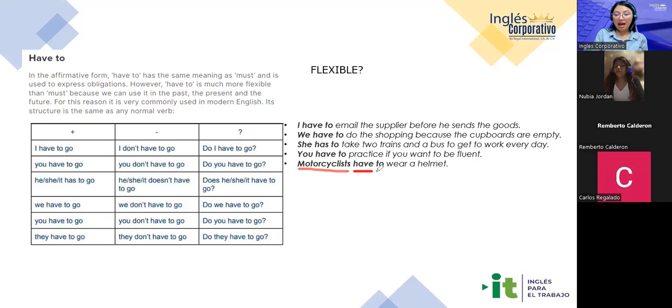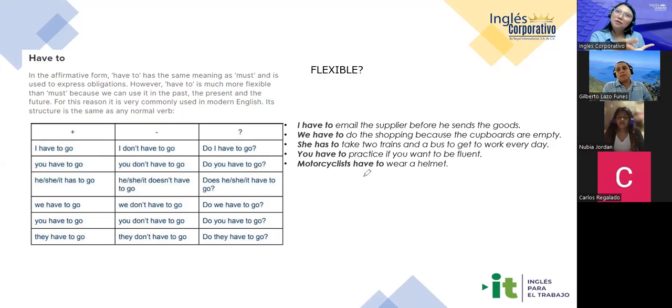Motorcyclists have to wear a helmet. Is this flexible? Sí, si quiero, no. Un helmet, un casco. This is an obligation. It's not flexible. Si no anda casco, ¿qué puede pasar? If he or she is not wearing a helmet, ¿qué pasa? Danger. Apart from getting a ticket, it's very dangerous. Sí, creo que al final la esquela no importa mucho.